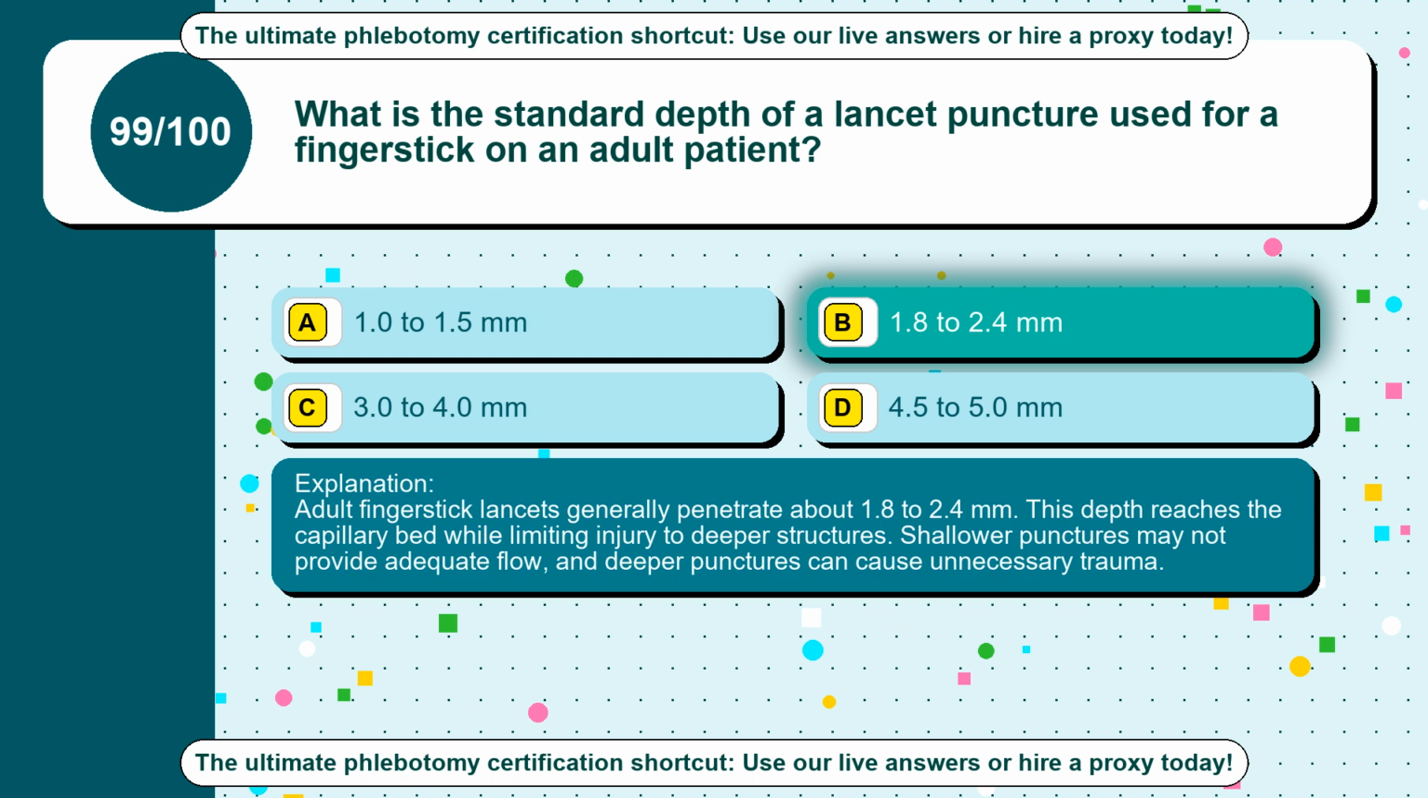Adult fingerstick lancets generally penetrate about 1.8 to 2.4 mm. This depth reaches the capillary bed while limiting injury to deeper structures. Shallower punctures may not provide adequate flow, and deeper punctures can cause unnecessary trauma.